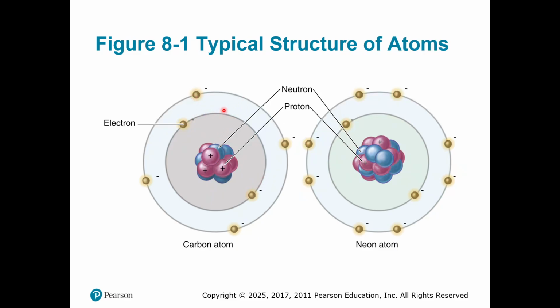And different elements have different numbers of electrons. And so here's another shell over here. So you have a different number. This happens to be a carbon atom. This is a neon atom.